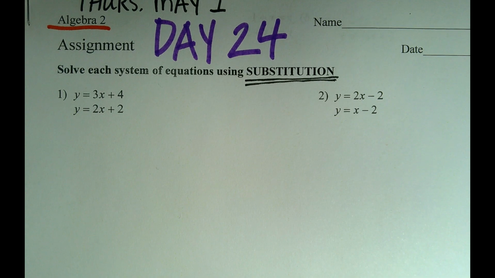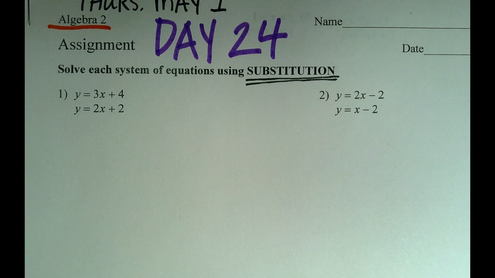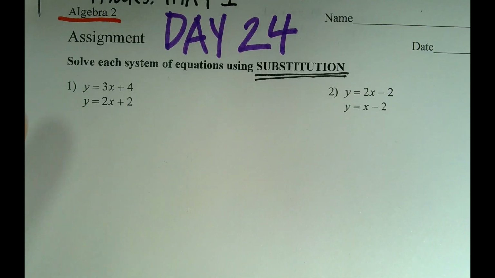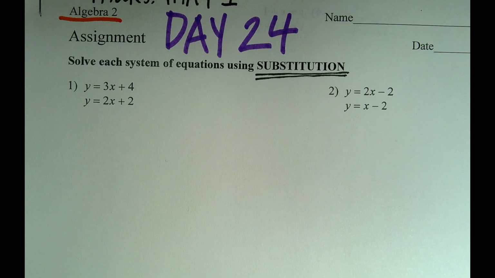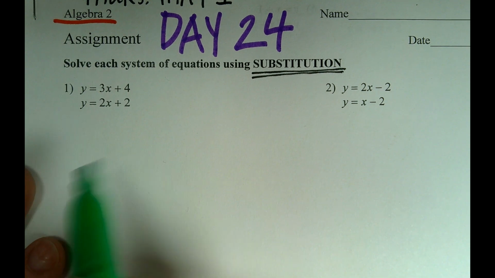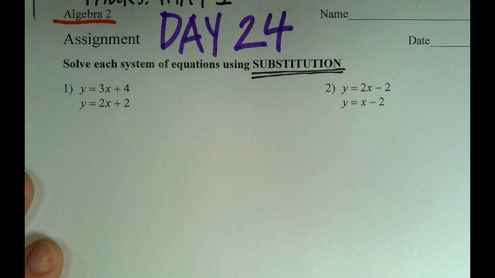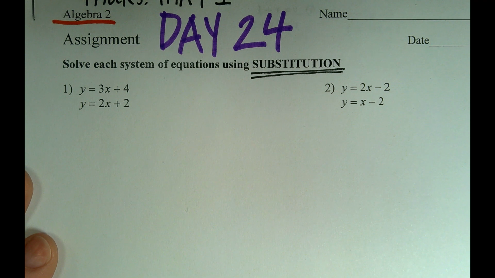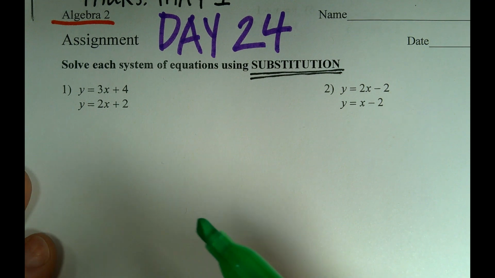So let's look at number 1 together. And I would love your participation in guiding me through this one. So starting with number 1, I've got 2 equations. y equals 3x plus 4 and y equals 2x plus 2. What would be a good first step to solving for at least one of my variables using substitution?